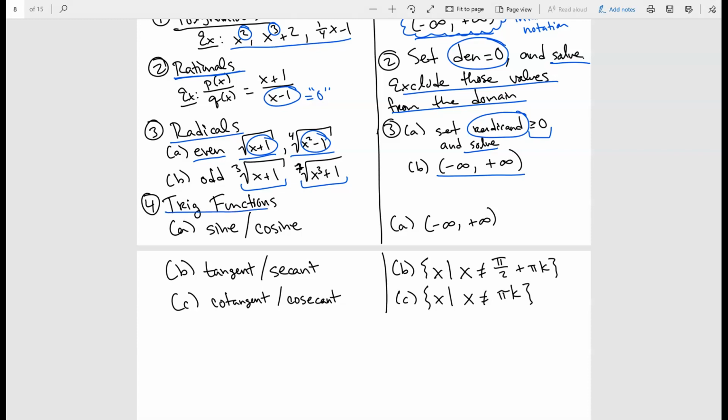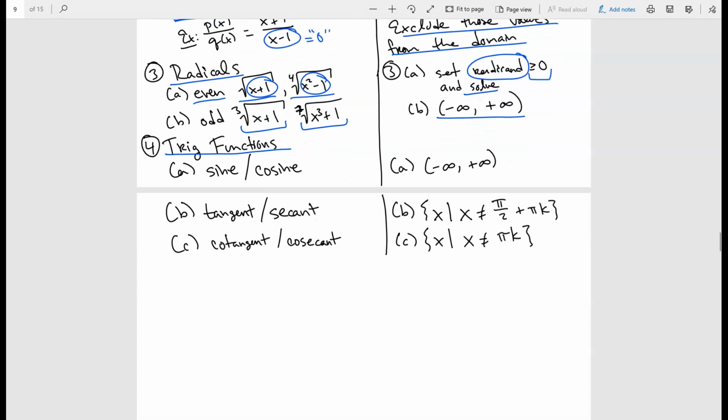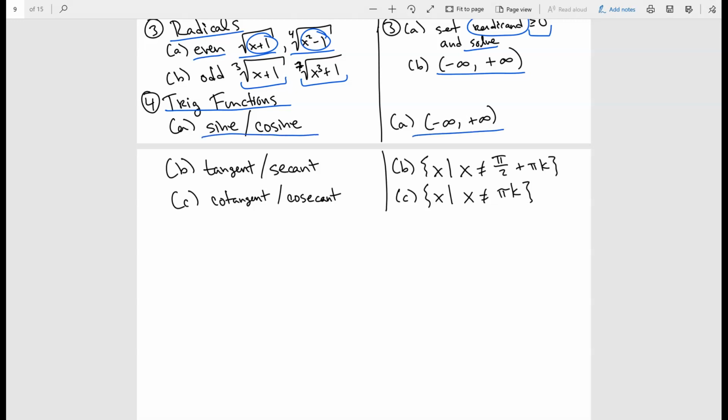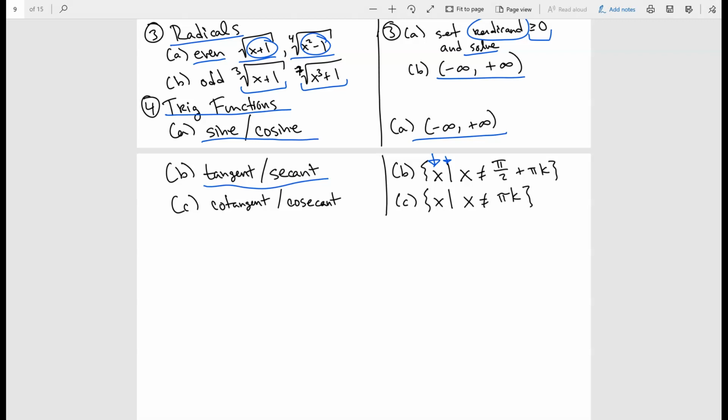These are trig functions. We won't focus a lot on them in this chapter, but do keep them in the back of your mind, because we will be doing this a little later when we get to trig functions. Remember that sine and cosine just have a domain of negative infinity to positive infinity. They can be any value. Tangent and secant, we can't quite write in interval notation, so we write them in set builder notation. It means all values of x such that x is not equal to pi over 2 plus pi k, where k is an integer.